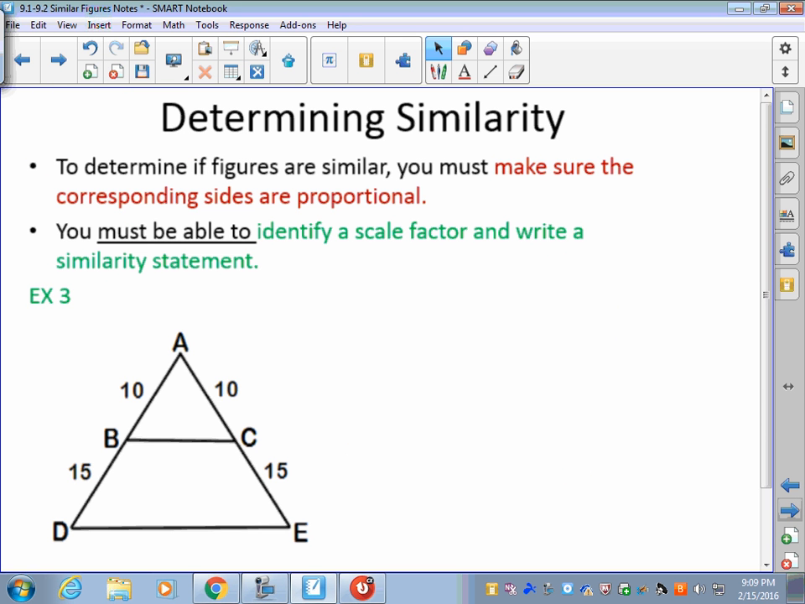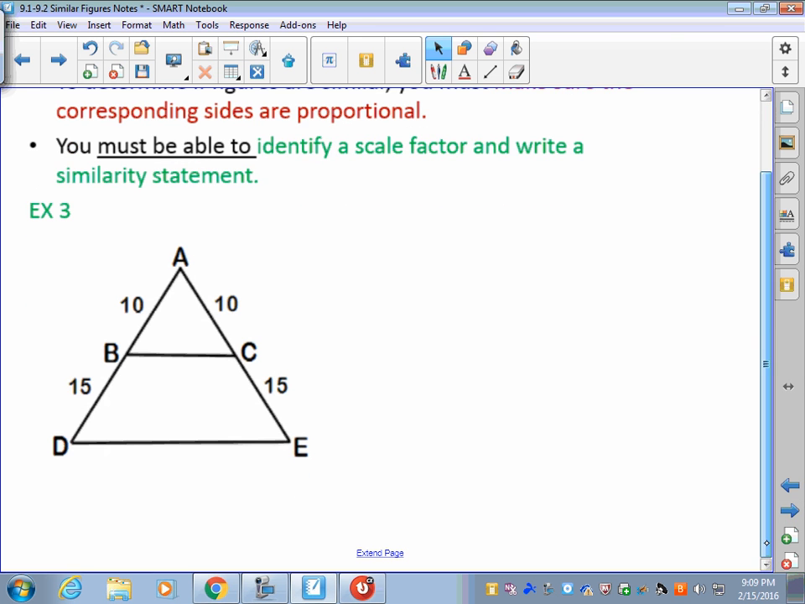Alright, so our next little thing, determine similarity. So we got 3 more examples. We just got to add to our spiral. If you determine figures are similar, you must make sure the corresponding sides are proportional. So that's in red is important. Okay? And you have to identify the scale factor and write the similarity statement. So, in a problem like this, I need you to add something because it's missing in the figure. BC is parallel to DE.